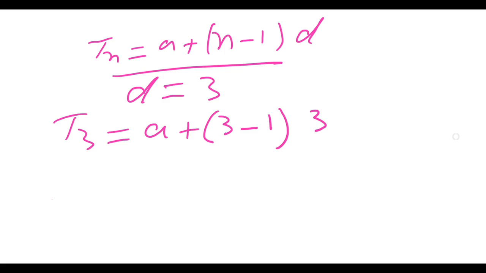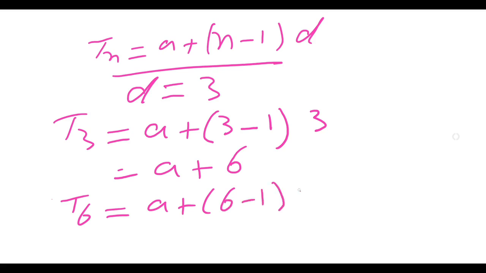And we're going to solve this one. This becomes a plus 6. And the sixth term, that's going to be a plus (6 minus 1), d is 3. That's going to be a plus 15. 6 minus 1 is 5, 5 times 3 is 15.